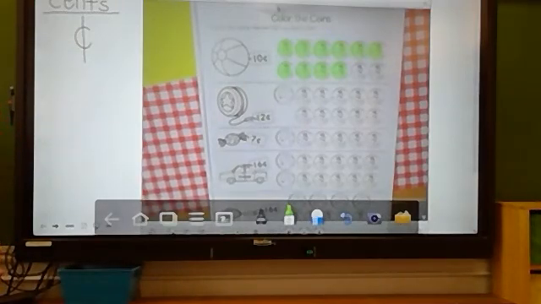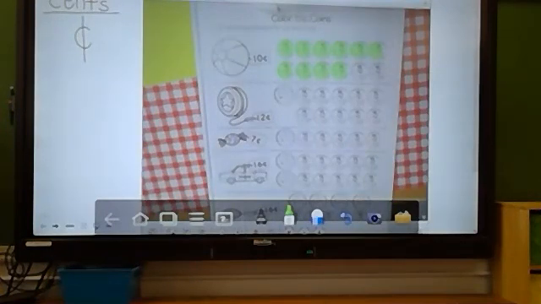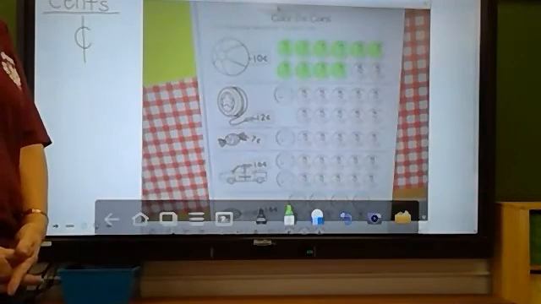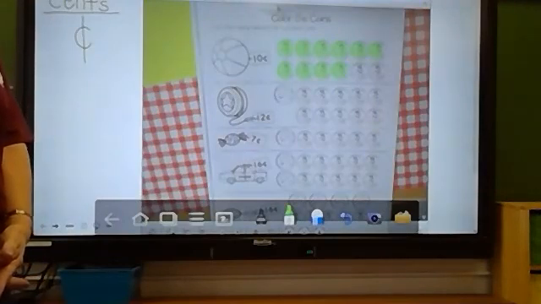I hope you enjoyed this lesson. Please remember, today's lesson was all about counting mixed coins. And the easiest way to remember to count mixed coins is to always start with the coin that has the largest value and then continue to count on with the rest of your coins.